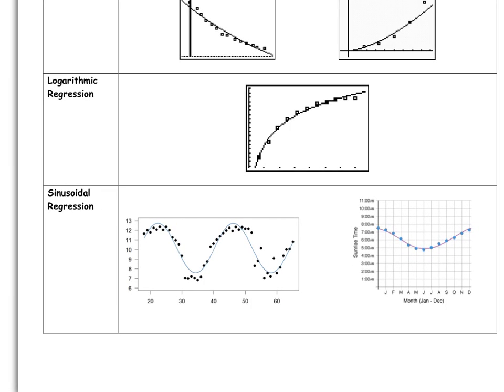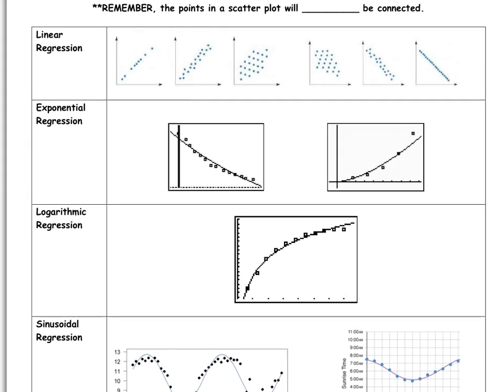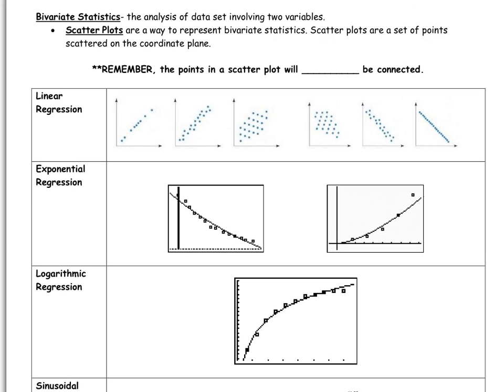Now, there's one thing that we need to remember about scatter plots, and that is that the points will never be connected. So the points will not be connected. What you see here on this line is called a curve of best fit, or in this case, if I were to draw in a line here, it just means the line that best fits the data.